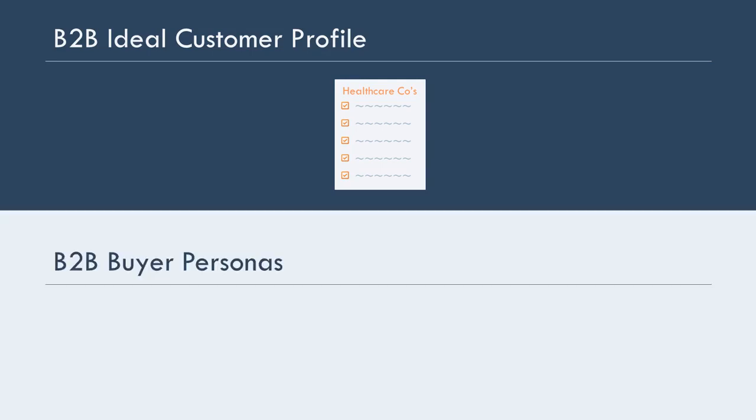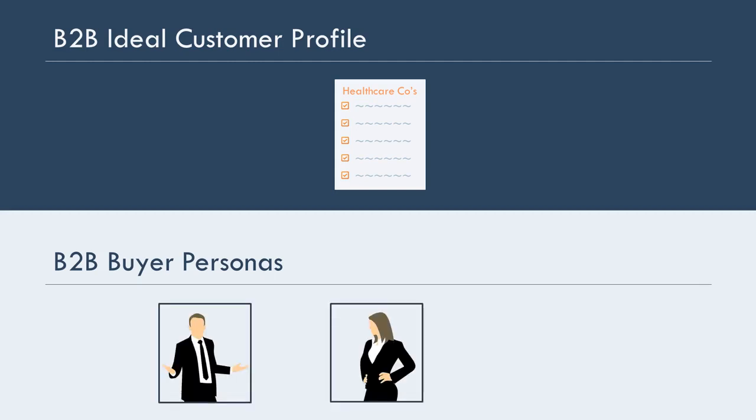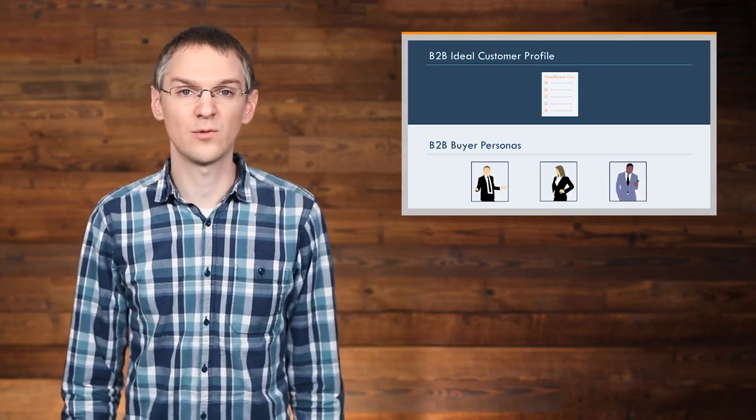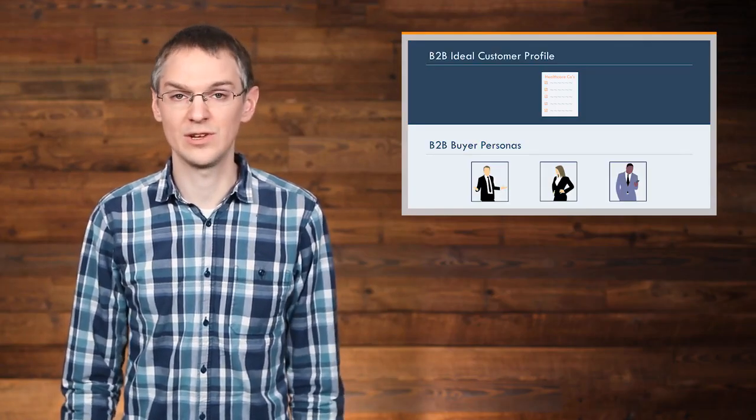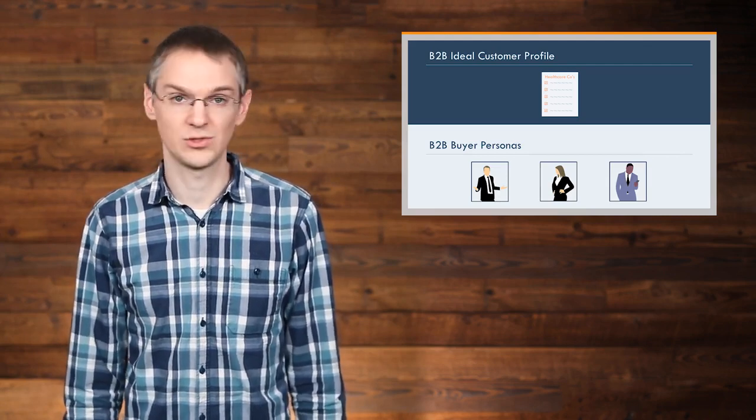If your agency specializes in recruiting salespeople, then you would likely be targeting the VP of Sales, the Director of Recruiting, and the CEO at those healthcare companies. You would then have one persona for each of those three roles: VP of Sales, Director of Recruiting, and CEO.